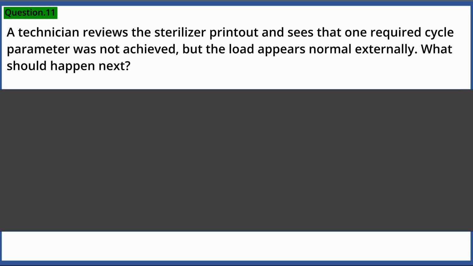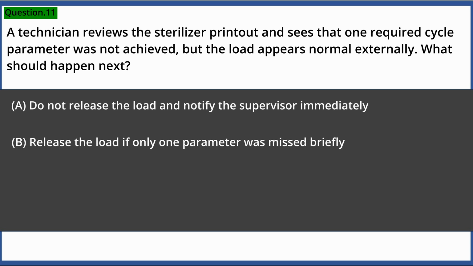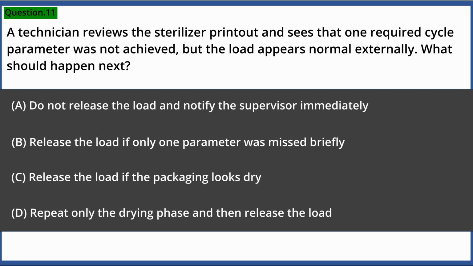A technician reviews the sterilizer printout and sees that one required cycle parameter was not achieved, but the load appears normal externally. What should happen next? A. Do not release the load and notify the supervisor immediately. B. Release the load if only one parameter was missed briefly. C. Release the load if the packaging looks dry. D. Repeat only the drying phase and then release the load. Answer: A. Do not release the load and notify the supervisor immediately.